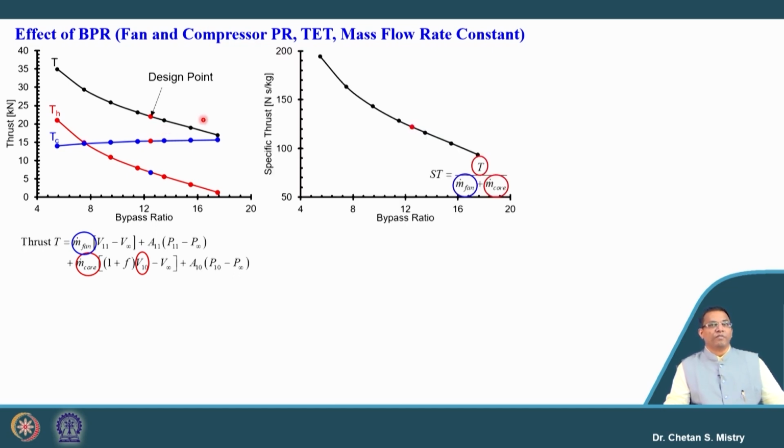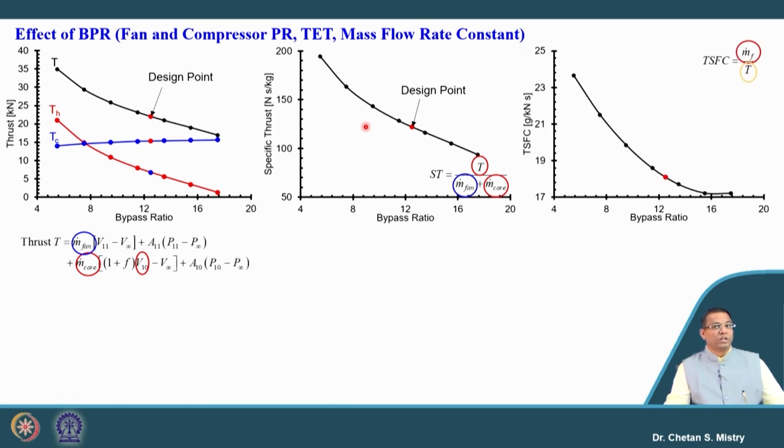It says with increase of the bypass ratio, our specific thrust also is going to be decreased. So, here you can say this is representing our specific thrust at the design condition. Now, what will happen with our specific fuel consumption? So, what is our understanding?